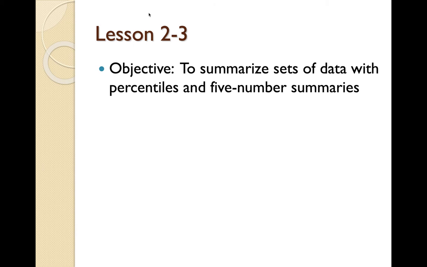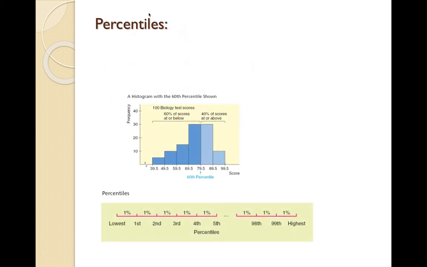Welcome to lesson 2.23. We're going to summarize sets of data with percentiles and five-number summaries. Okay, a percentile is simply the percent of scores that are lower than the score of reference.